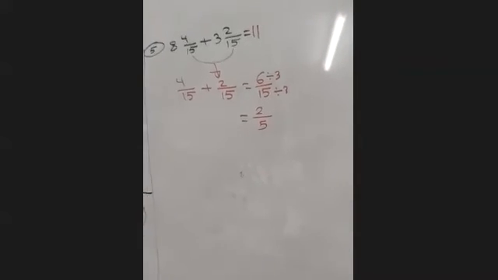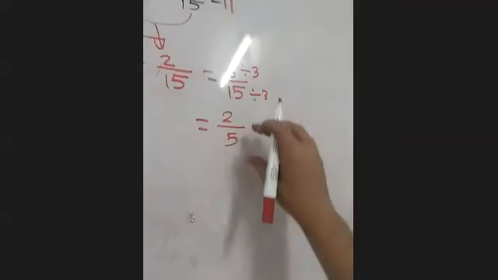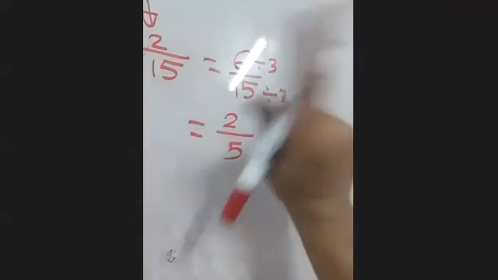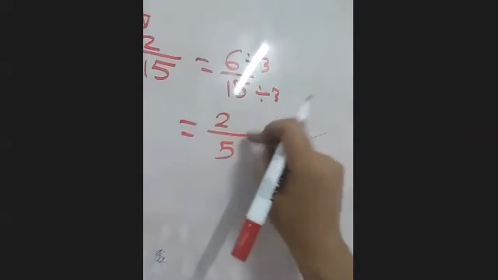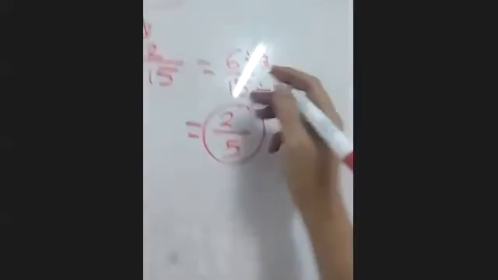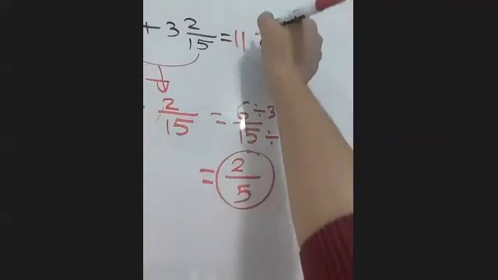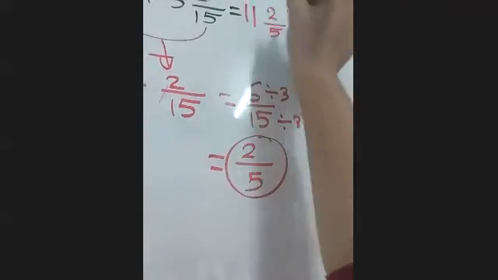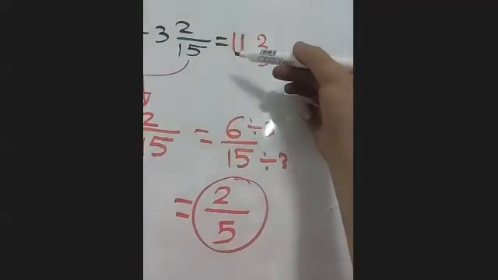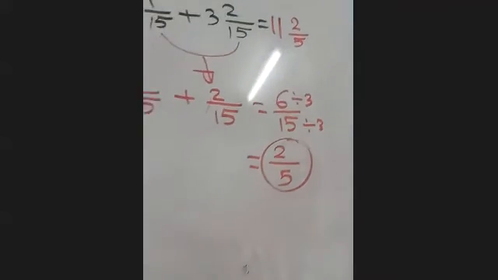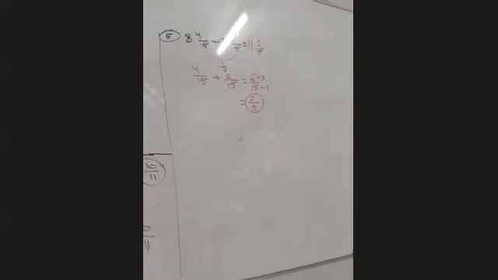11 and 2 over 5. Mumtaz. I will take the answer not as 6 over 15, no. The 2 over 5, the simplest form, and put it beside the 11. So the whole answer is 11 and 2 over 5. Do you understand? Yes, Mister.